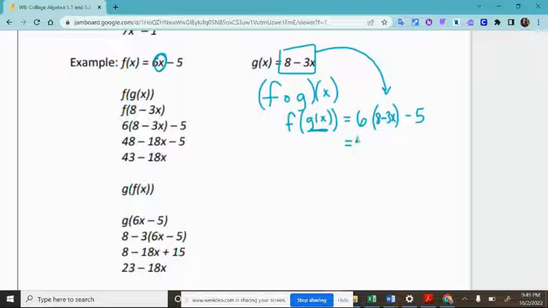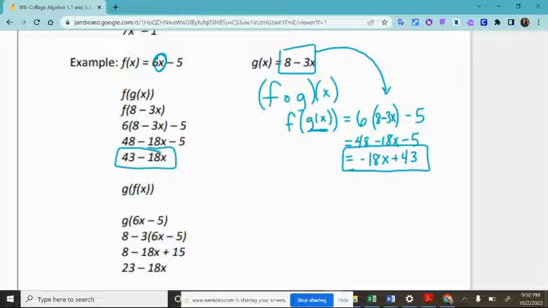So 6 times 8 is 48. 6 times 3 is 18x. And then minus that 5. Combine our like terms. Negative 18x, 48 minus 5 is 43. There we go. Now, if you'll notice, when they did the example, they put it in a different order, and those are both the same, just a different order. Okay.